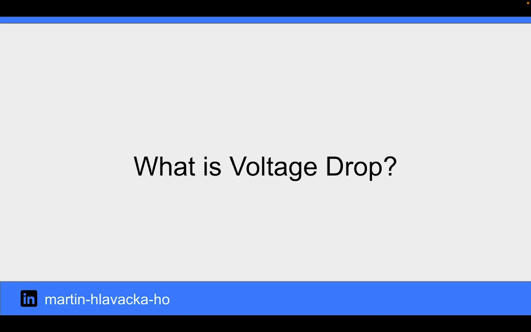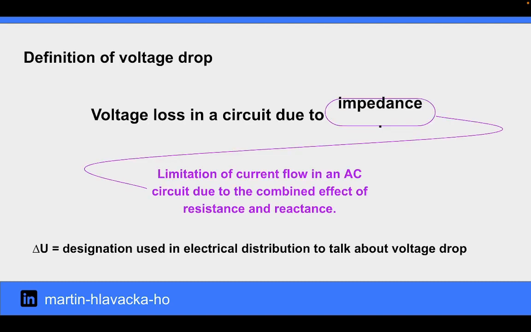What is the voltage drop? We can define voltage drop as the decrease in voltage in a circuit due to impedance. Some of you may be wondering exactly what impedance is, so the definition below is helpful. Impedance can be described as a limitation of current flow in an AC circuit due to the combined effect of resistance and reactance. Let's move on to the next slide to explain.